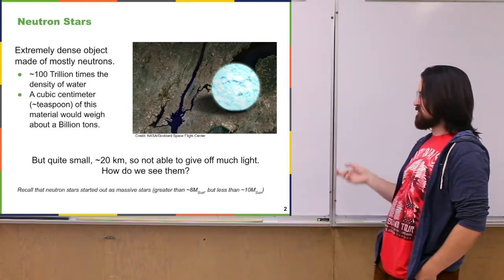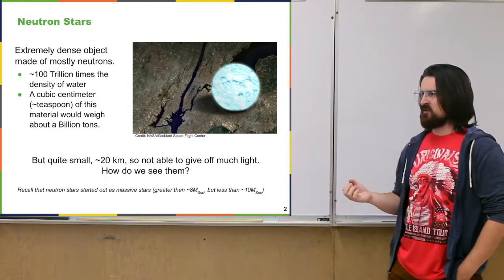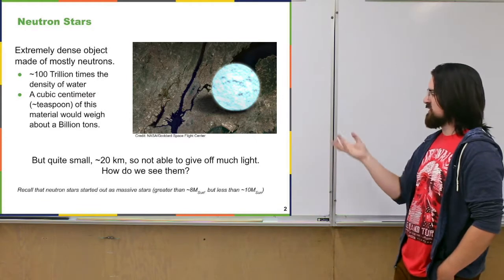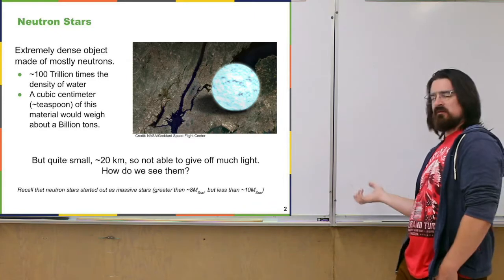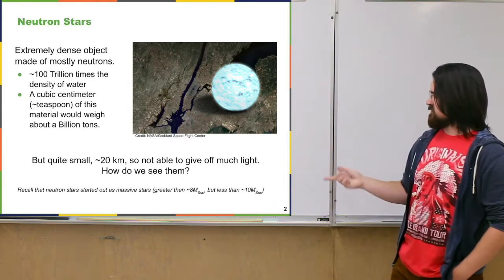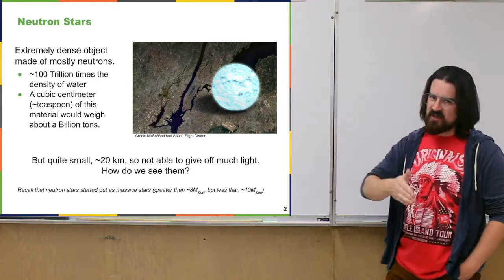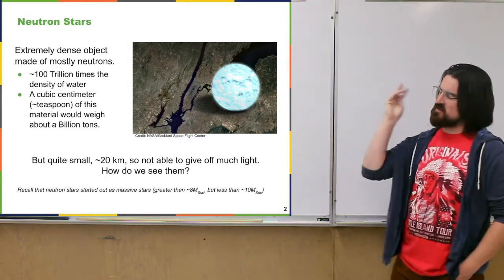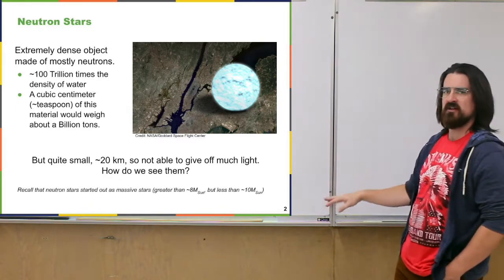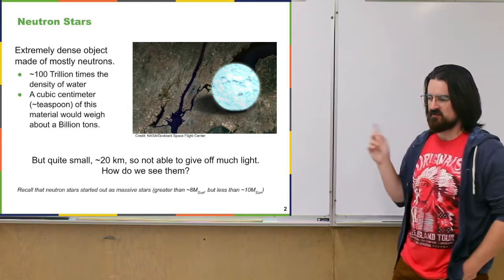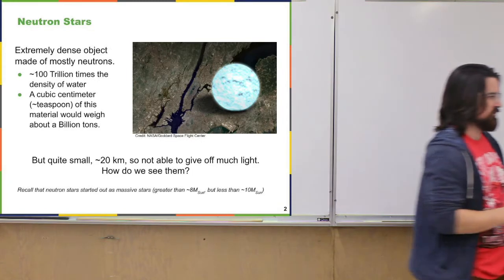Oh, and just to remind you, stars end up in this neutron star phase when they started out as stars that had about 8 times the mass of the sun, or over that, but not quite that much bigger, right? So still less than about 10 times the mass of the sun. Right? So between 8 times the sun's mass and 10 times the sun's mass, those are stars that are going to end up as neutron stars. We'll get to what happens when you get greater than 10 times the mass of the sun a little bit at the end of this lecture, and then more in the next lecture. But yeah, how do we see neutron stars?